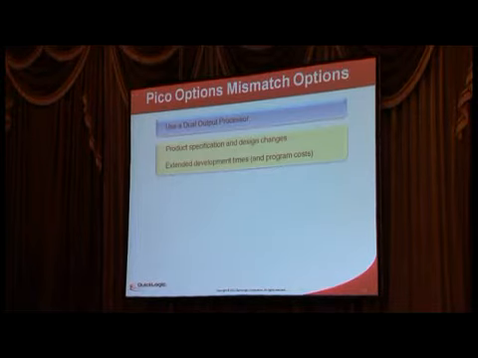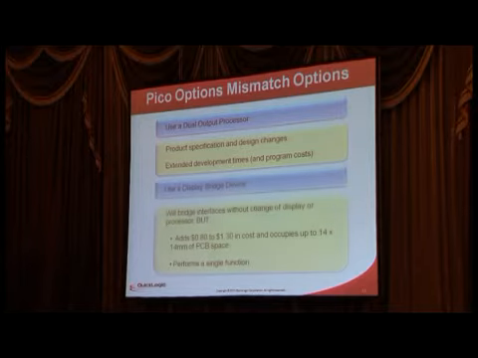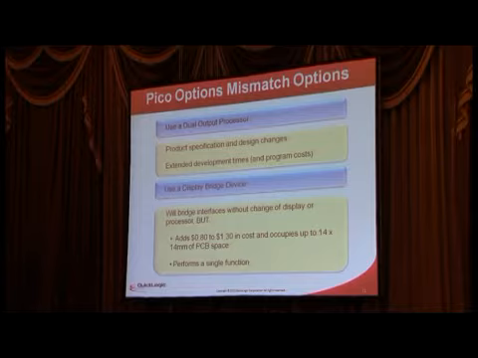Well, the first option is to change your processor to a dual output processor. This is going to be more expensive. This is probably going to lead to a longer design time. The other option, as we talked about before, is to use a display bridge device. But of course, that adds cost into your system for a single function device and adds space into your system that you probably don't have.